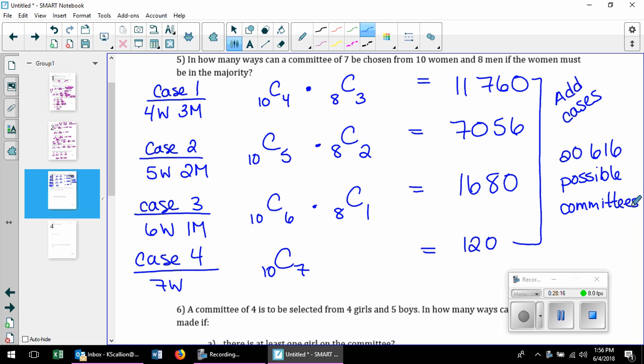So we really need to pay attention to the language that they're using. If they say things like at least 3 women or at least 2 janitors on the committee or whatever, that means they're going to have to go into a case situation.